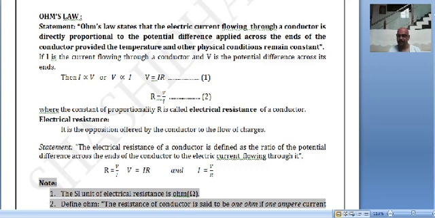I repeat, suppose you consider a conductor, that is a wire, say this is a conductor. Now the current flowing in a conductor is directly proportional to what? It is directly proportional to the potential difference applied across the ends of the conductor. If you apply higher potential difference, more current will flow. If you apply less potential difference, less current will flow.